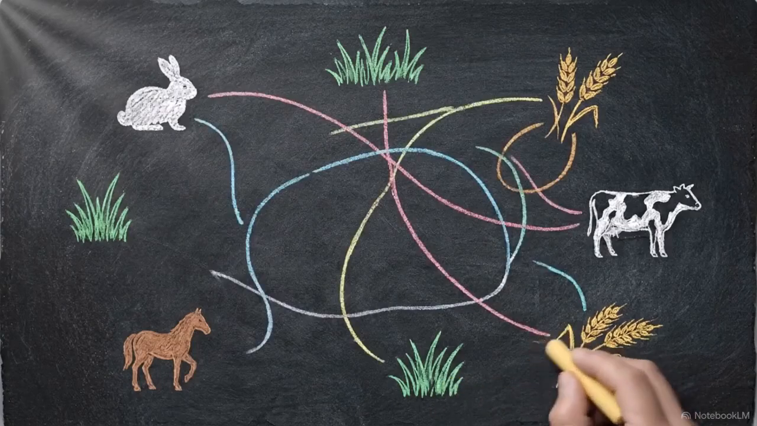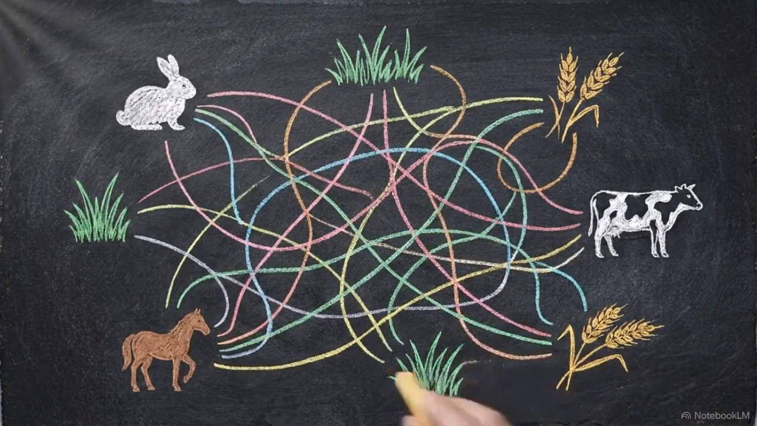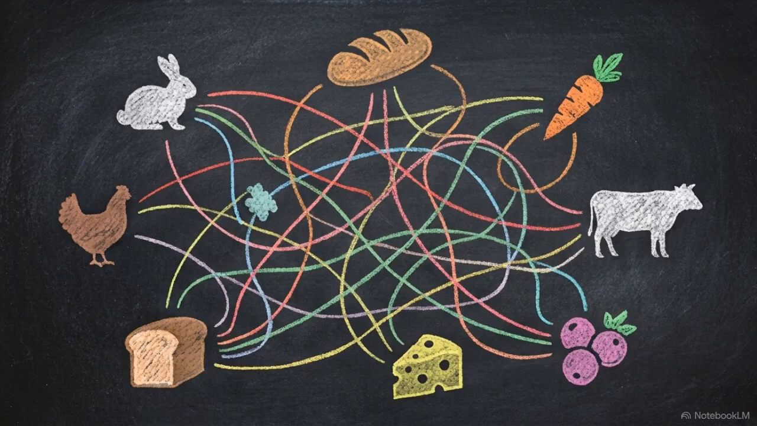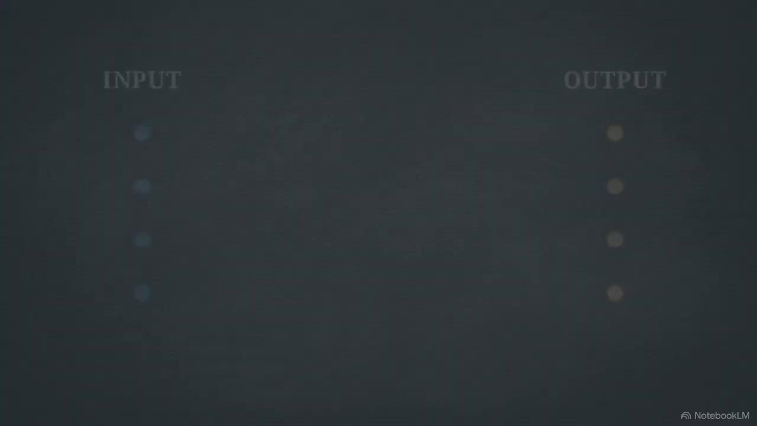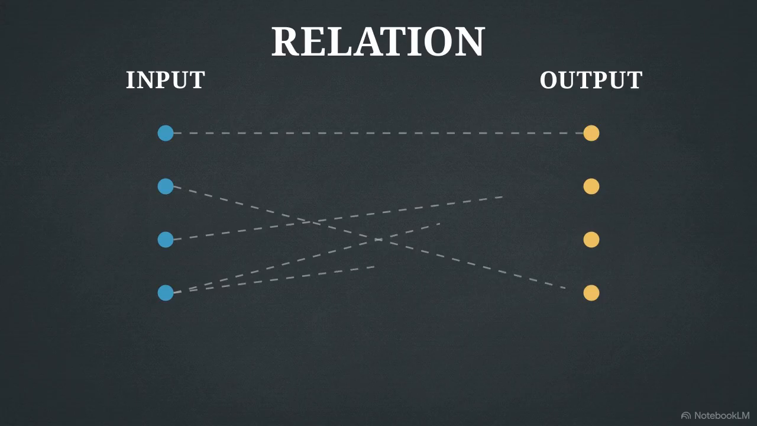In nature, diets are deeply interconnected. An ecosystem is a massive web linking animals to their food sources. A rabbit eats grass, a horse eats grass, but a cow eats grass and grain. It quickly becomes a tangled, unpredictable network. In mathematics, any loose connection like this between two groups of data is called a relation. We map an input to an output.